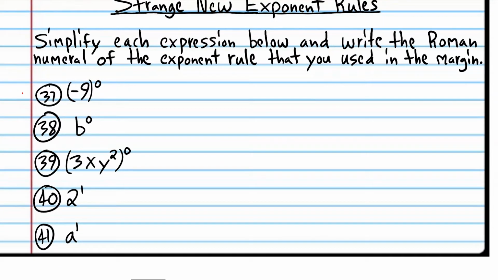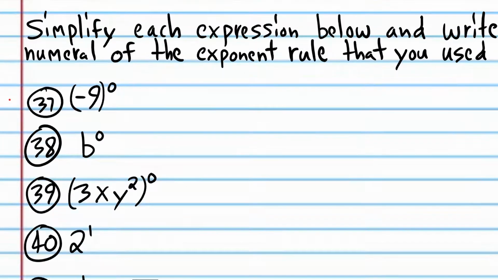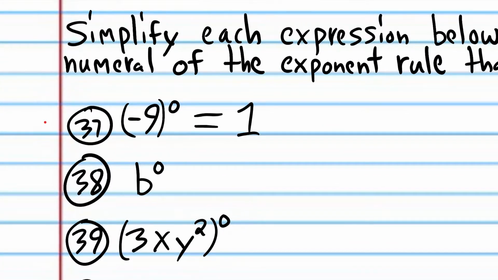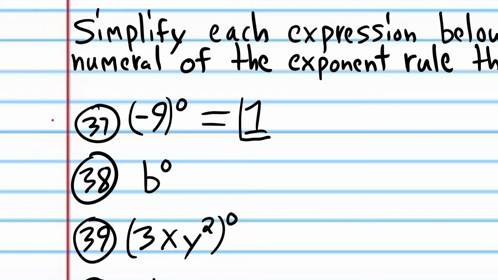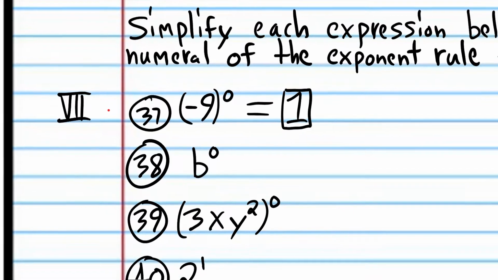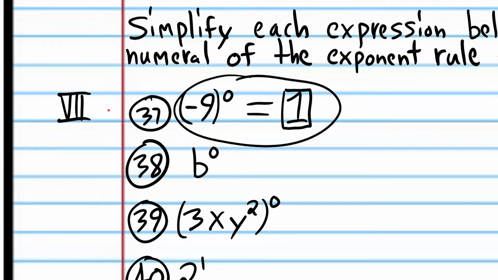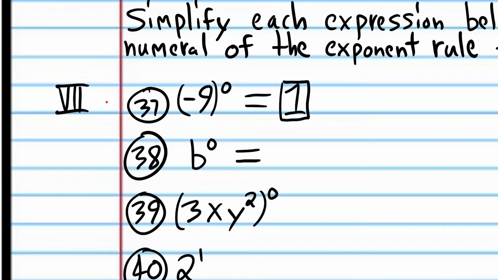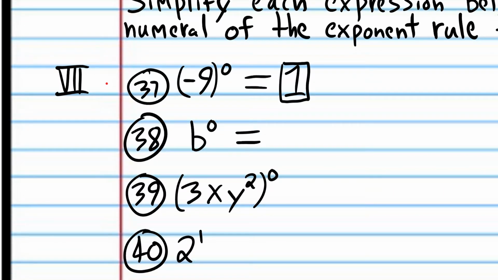So we're going to talk a little bit about why anything raised to the 0 power is equal to 1. You don't really have to understand why it's equal to 1. And by the way, that's rule number 7. You don't really have to understand why this is true, but I'm going to talk a little bit about it just because you might be a little curious. But b to the 0 power, that's also 1.